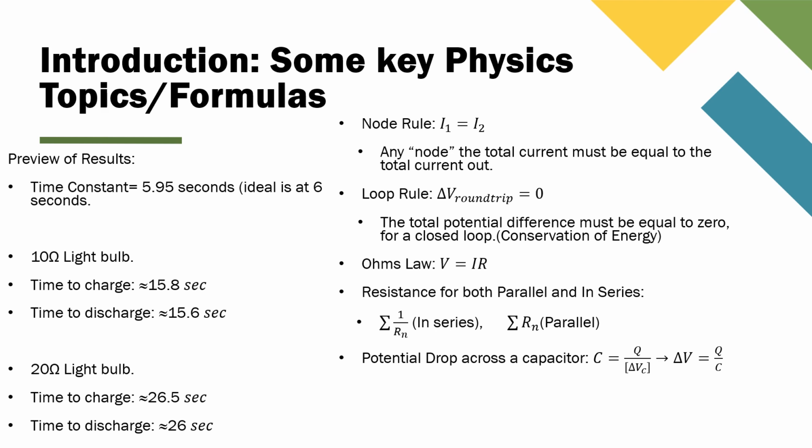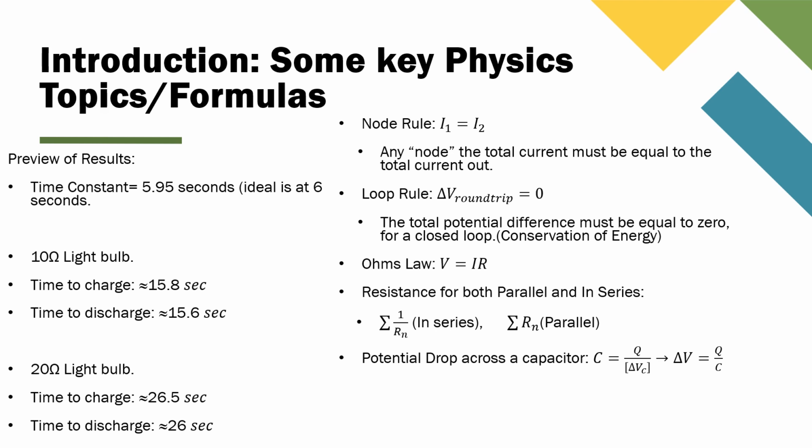Some key physics topics and formulas we'll be using in this experiment will be the node rule, which basically says the total current that goes in must equal the total current that comes out. We'll also be using the loop rule, basically saying the potential difference is 0 in a closed loop. We'll also be using Ohm's law, which is stated right there. And then the resistance is calculated for both parallel and series.